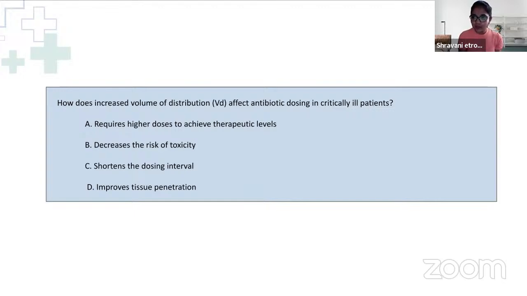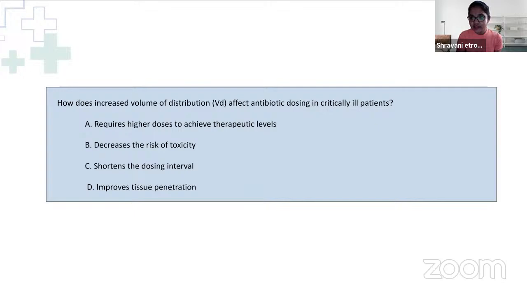So what happens if the volume of distribution of these drugs is increased? Option 1, requires higher doses to achieve therapeutic levels. Option 2, decreases the risk of toxicity. Option 3, shortens the dosing interval. And option 4, improves the tissue penetration. So what do you think?